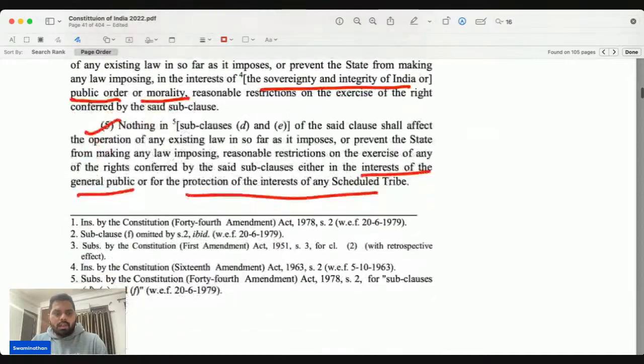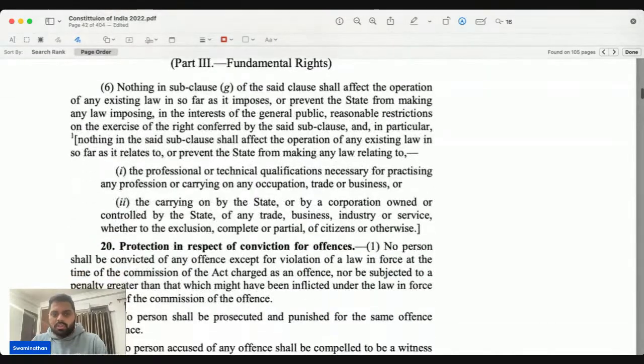Of course, this is again restricted. There are certain restrictions. The first is that the state can prescribe the technical qualification in the interest of the general public. The reasonable restriction can be put by the state, and they can prescribe the technical qualification for practicing a particular profession or trade. Secondly, the state can reserve certain offices or certain trades.